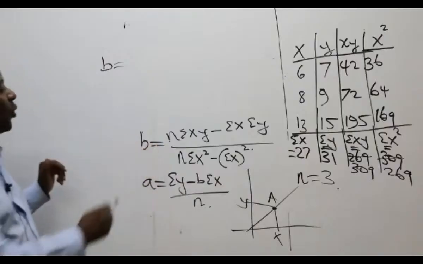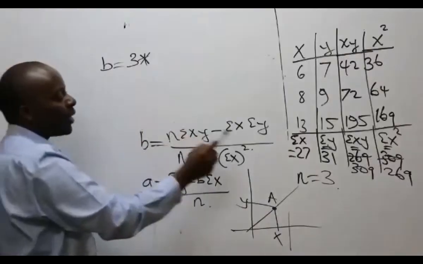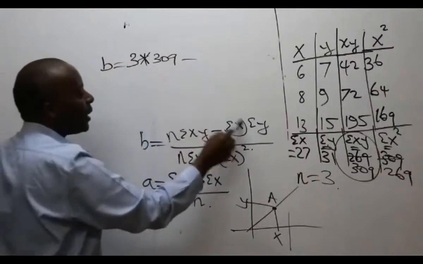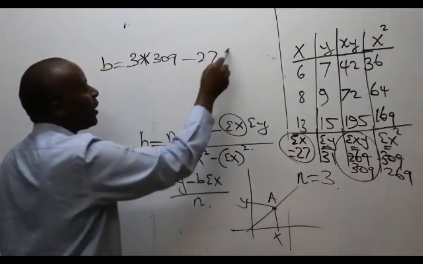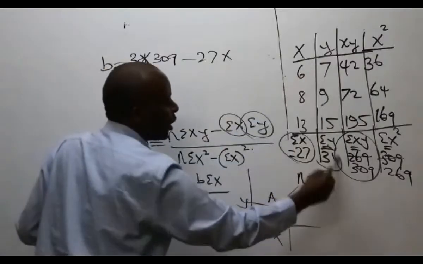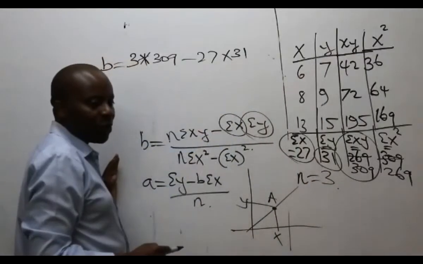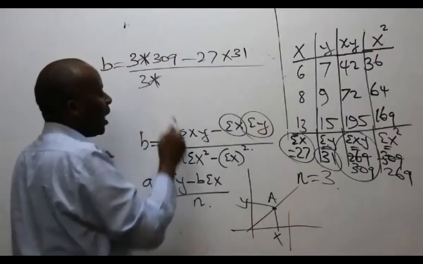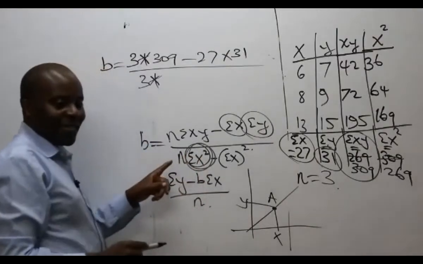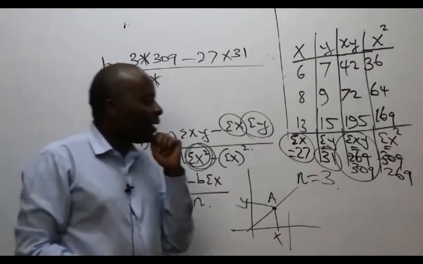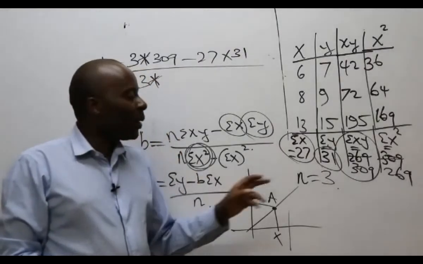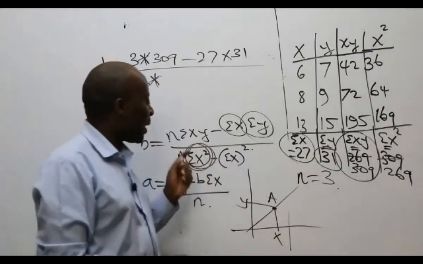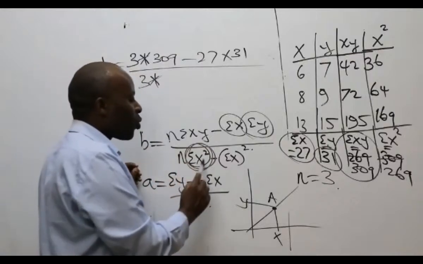So n is 3. So 3 times summation of xy, which is 309, minus summation x alone, which is 27, times summation y, which is 31, all over n again, which is 3 times. So this is quite confusing. This confuses so many students. Another one told me, teacher, summation x squared is equal to 27 squared. That is wrong. This summation x squared, if you look at it very well, first of all, they want you to square x alone.